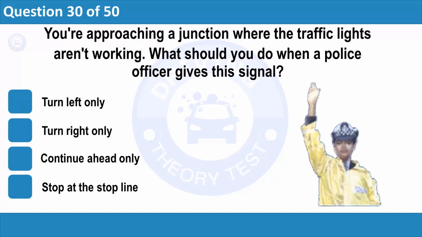You're approaching a junction where the traffic lights aren't working. What should you do when a police officer gives this signal? Turn left only. Turn right only. Continue ahead only. Stop at the stop line.